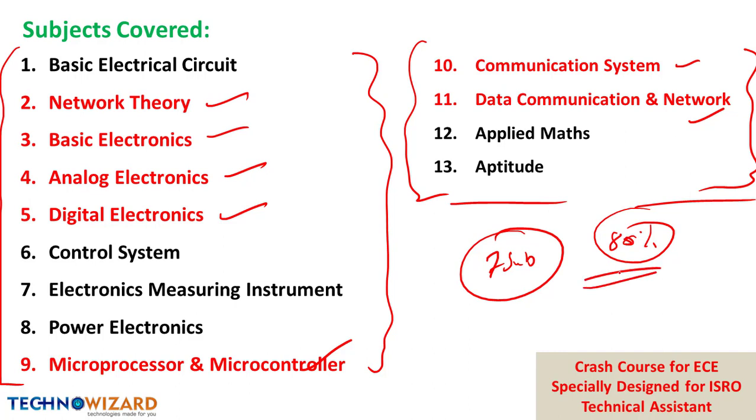Around 80% of the syllabus is covered here, and 20% of the syllabus is covered from basic electrical circuit, control system, electronic measuring instruments, power electronics, applied math and aptitude. So to cover 80% of the syllabus, first prepare these 7 subjects accordingly.